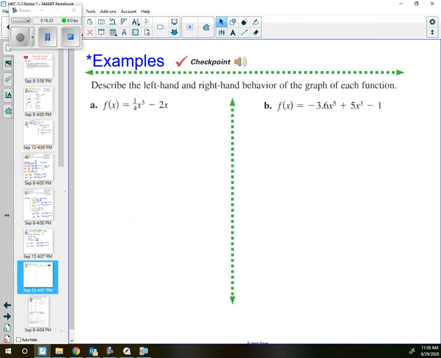Okay, I want you to try these two. Describe the left and right hand ends of this graph. So please take a moment, pause the video, try them on your own. Look for the degree and the leading coefficient and see if you can identify what those are.